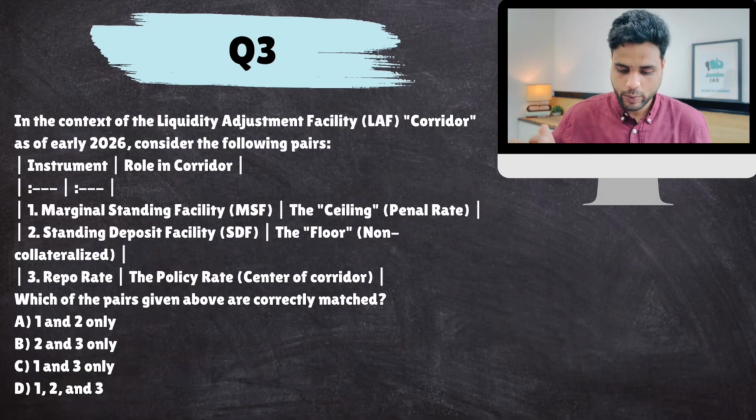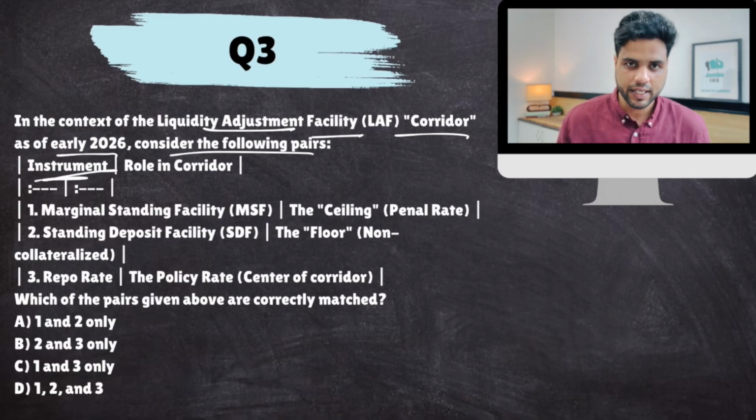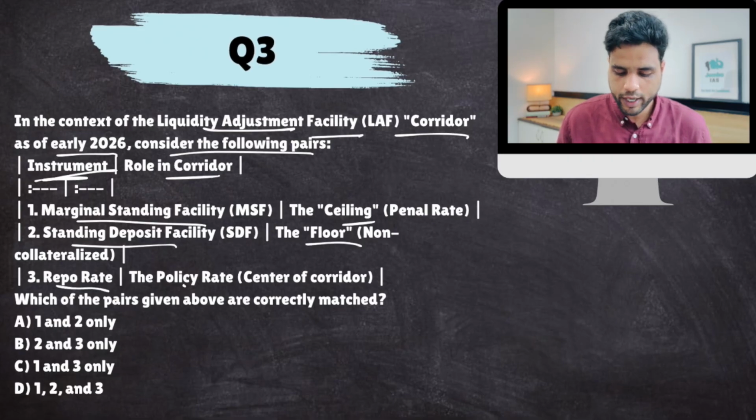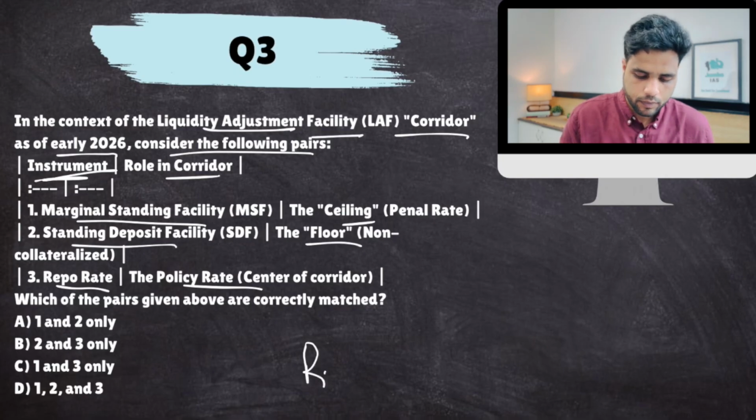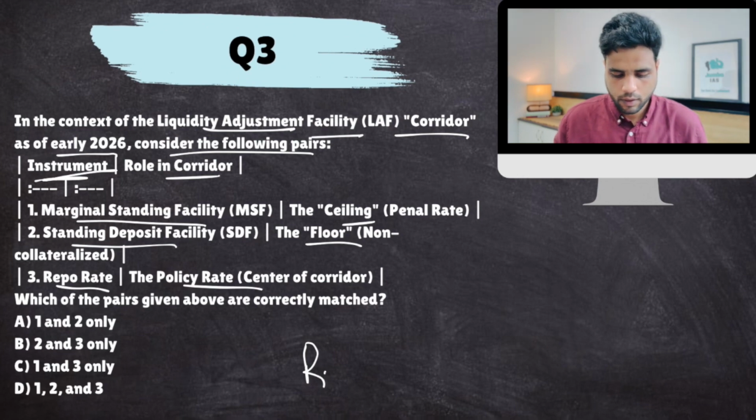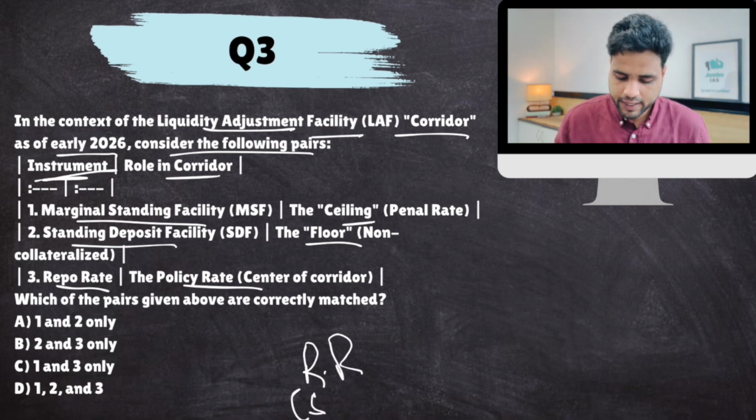Okay. Next question. In the context of the liquidity adjustment facility corridor, as of early 2026, consider the following pairs. The liquidity adjustment facility instrument and the role it performs in the policy corridor. So marginal standing facility, ceiling. Standing deposit facility, floor. Repo rate, policy rate, center of the corridor. Okay. So look, earlier there used to be reverse repo rate. But reverse repo rate was replaced by standing deposit facility. We'll talk about it.